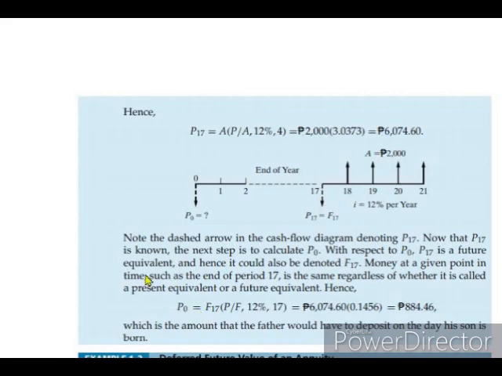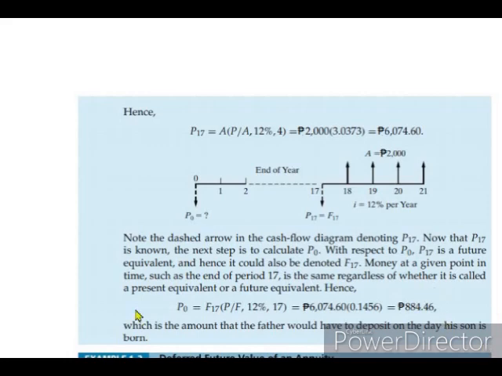Dito siya, okay? So, note that the dash arrow in the cash flow diagram denoting P17, ito yung dash arrow hanggang 17 kasi 2 hanggang 17. Okay? Now that P17 is known, the next step is to calculate P sub 0. So, nakuha mo na itong P17, ito naman i-calculate yung P sub 0. Okay? So, with respect to P sub 0, P17 is the future equivalent. So, ito nga yung future equivalent ni P sub 0. Kaya nga siya tinawag na F sub 17 itong P sub 17. Naging F sub 17 na siya kasi in reference na rin kay P sub 0.